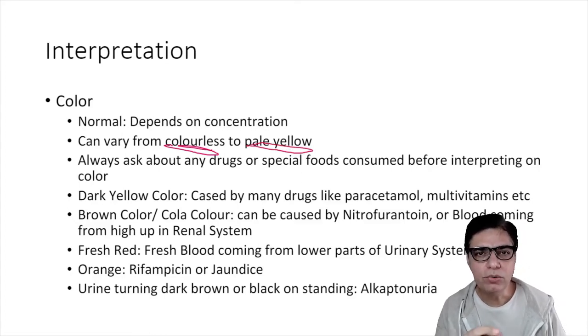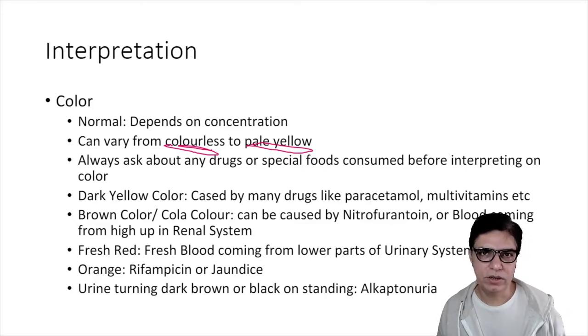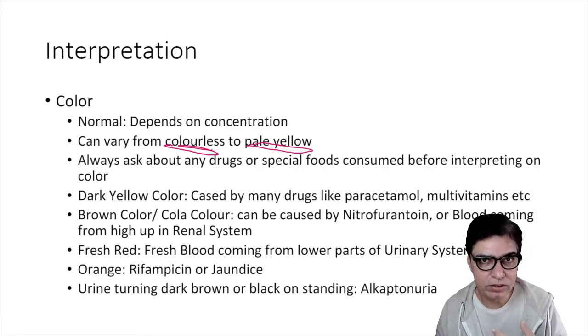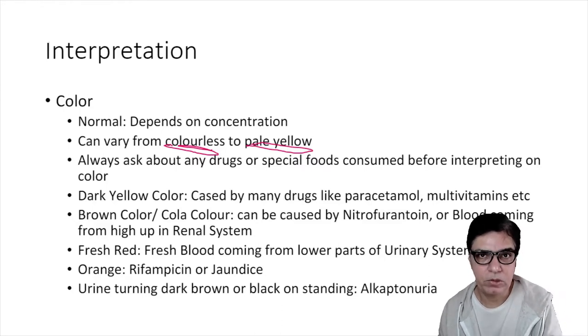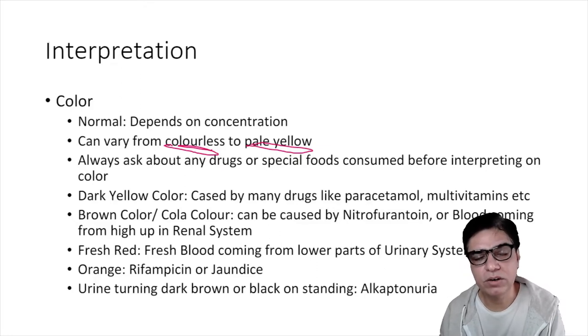Now, when you are looking at the color, and if the color is very dark or any other color apart from normal, it's very important that you ask the parents, or if the child is older, you ask the child, if he or she has been on any drugs, because most of the drugs are metabolized by the kidney and excreted in the urine. So they will give some form of coloration to the urine. So you ask about drugs, and certain drugs or dyes can also color the urine.